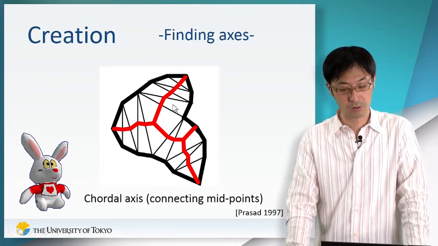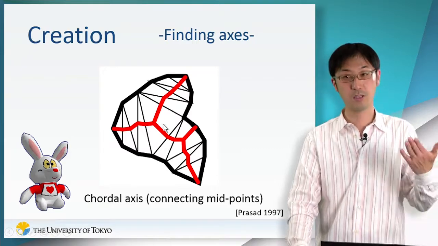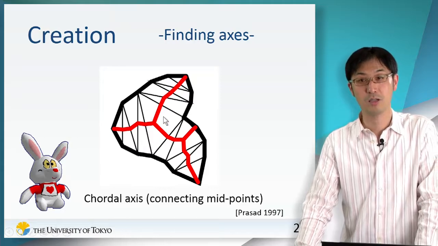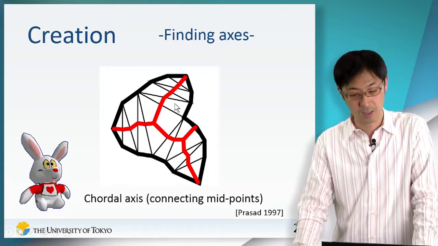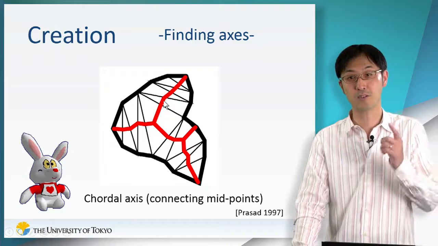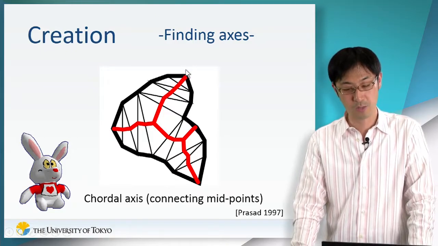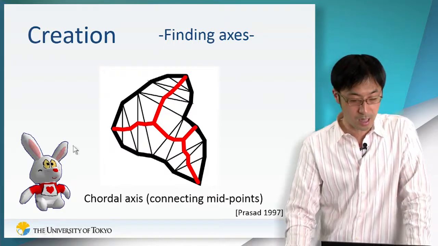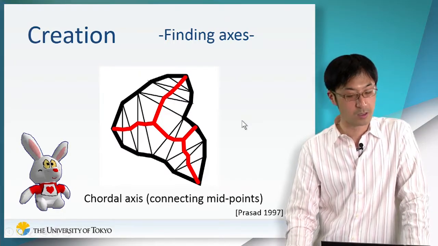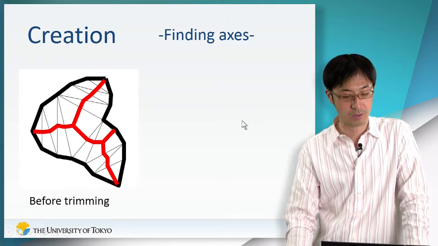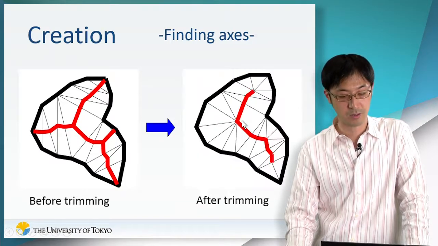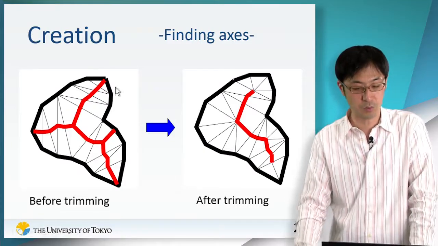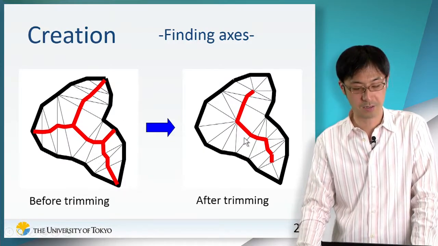And after connecting the midpoints, you get 3 kinds of triangles. One is this kind of junction triangle with no external edges. Another is the triangle with 1 external edge. And also terminal triangles with 2 external edges. And having this, the next task is trimming. So this is before trimming and after trimming. In order to inflate or lift the central axis, we have to remove trivial edges like this one.